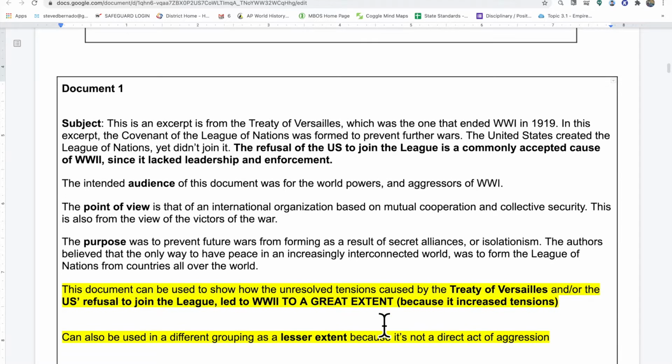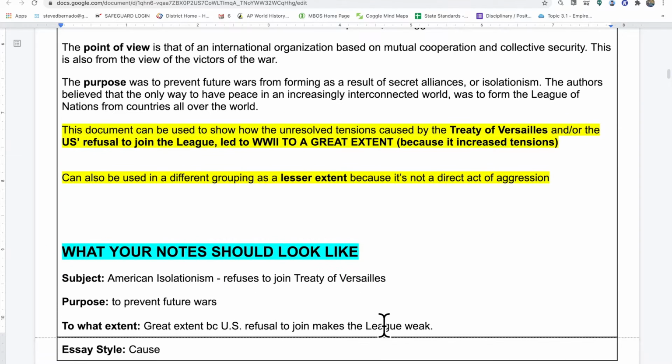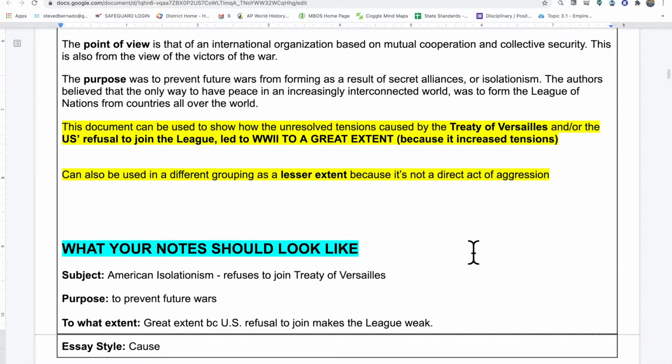All right, let's take a look at what your notes should look like from this document being timed. So in 3 minutes, it should have taken you around 60 seconds, give or take, to read the document and 2 minutes to make these notes. What's the subject in shorthand? It's American isolationism, refuses to join the Treaty of Versailles. What's the purpose? To prevent future wars.